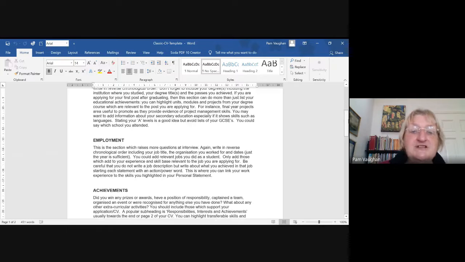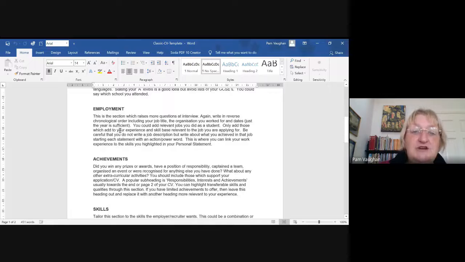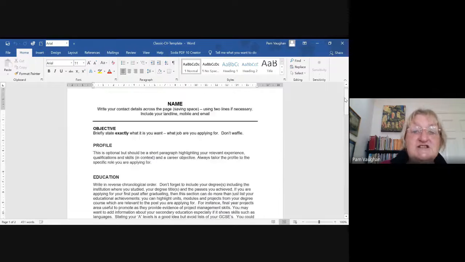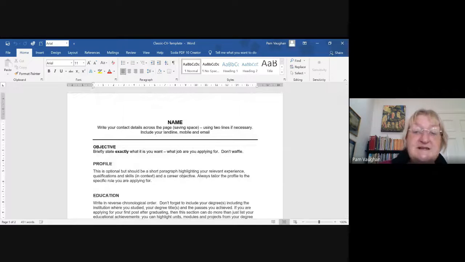So I won't labor this, because you can read about it, but it does tell you, and it gives ideas to students about the sorts of things they might include in each part of the CV. So that's just one example of a CV template. And I will, if I can get back to you. Right, back to you again. So I'll share another template so you can see a different way of doing it.